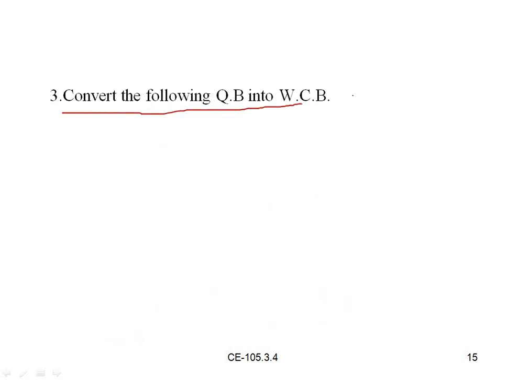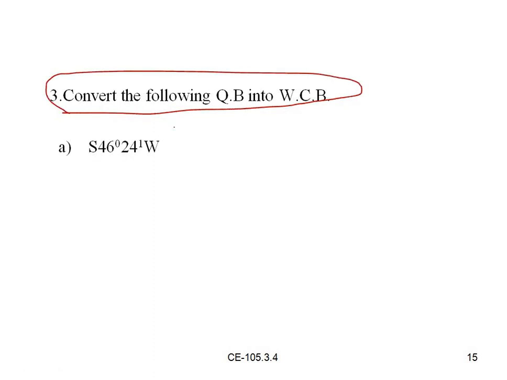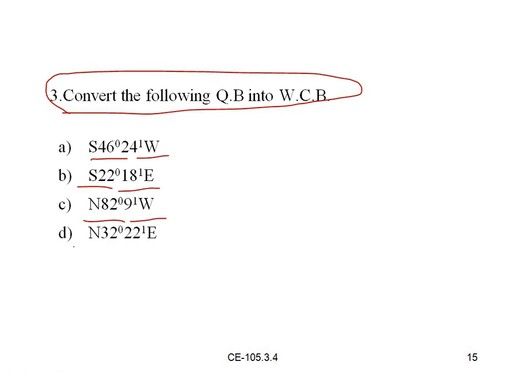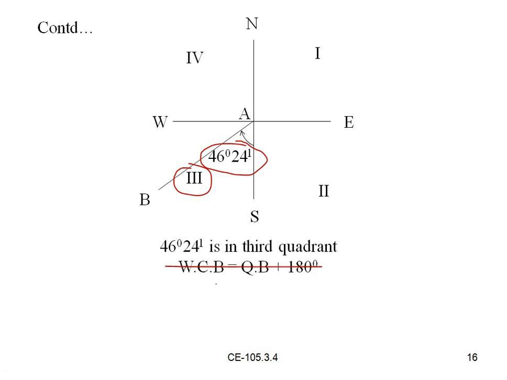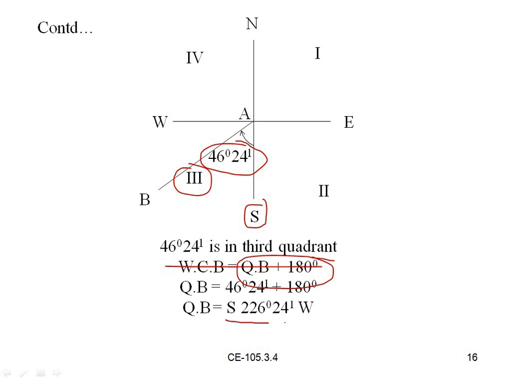The third example: convert the following quadrantal bearings into whole circle bearings. South 46 degrees 24 minutes west, south 22 degrees 18 minutes east, north 82 degrees 9 minutes west, and north 32 degrees 22 minutes east. So let us see the first one. 46 degrees 24 minutes is in the third quadrant, AB in the southwest direction. So it will be positive 180 degrees. Then we will get the answer south 226 degrees 24 minutes west.